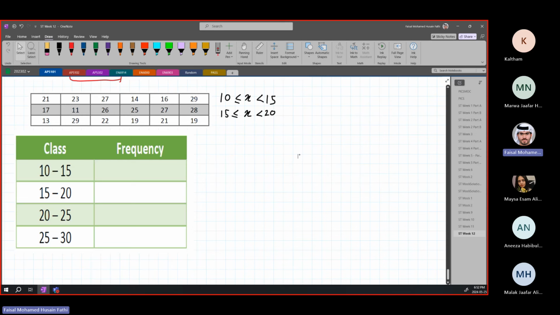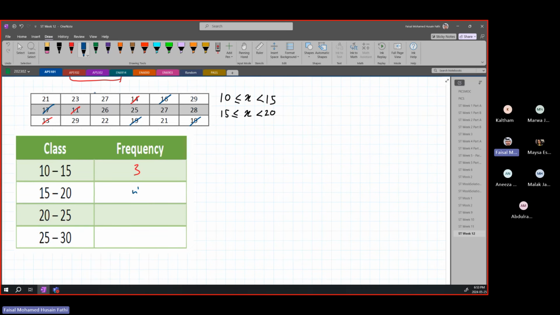All right, so let us start. Any number that is between 10 and 15 but less than 15. So 14, that is our first one. 16 is larger. 29, 17, 11, 13, and that's it. So we have 3. This is our frequency. 15 to 20, including 15, but not including 20. So 16 is 1, 17 is 2, 19 is 3, 19 is 4. So we have 4 values. All right. Again, 20 to 25, including 20, but not including 25.